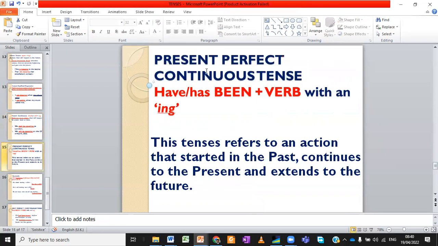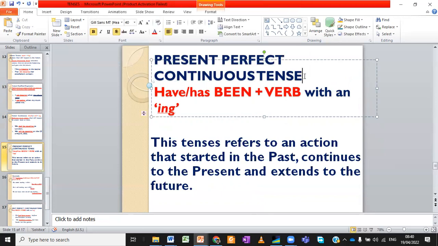Okay? Present perfect continuous tense. Now, listen to this one. Present perfect continuous tense, this is the penultimate. You use have or has, been, plus a verb with an ing. It refers to an action that started in the past, continues to the present, and extends to the future. Okay? And remember, present perfect continuous tense must have have or has, been, plus a verb with an ing.